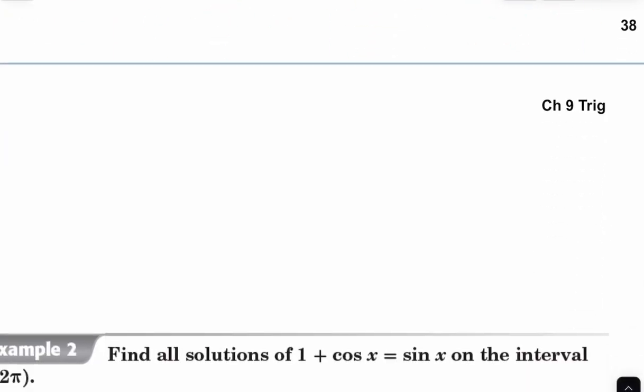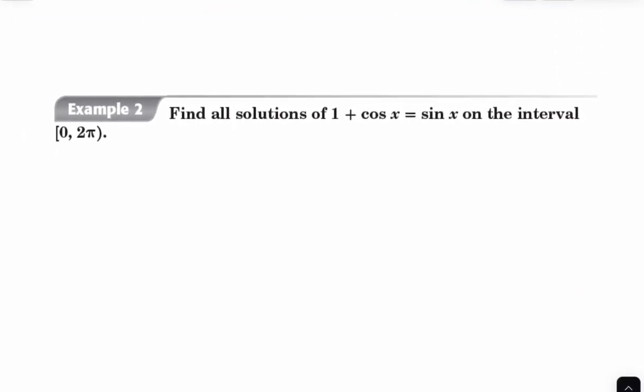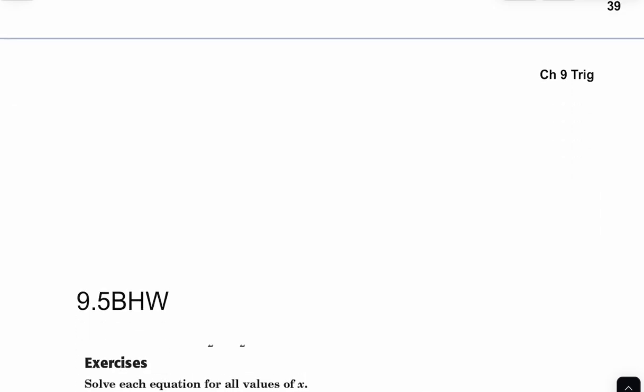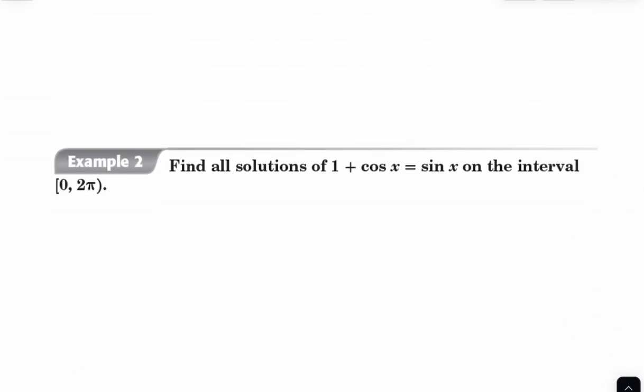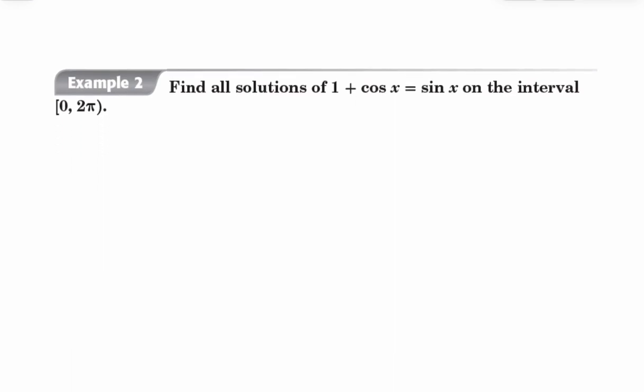Okay. Let's look at another one. One last example. We are going to probably look at some of the homework together. Anyway, let's look at this example. It says find all the solutions of 1 plus the cosine equals the sine. Let's try to get this equal to 0.